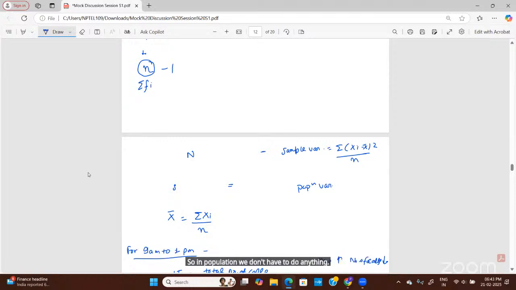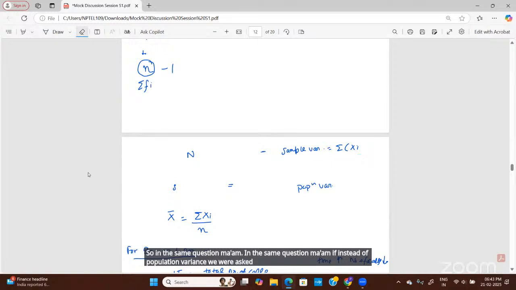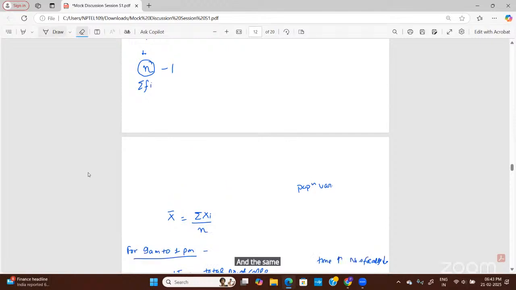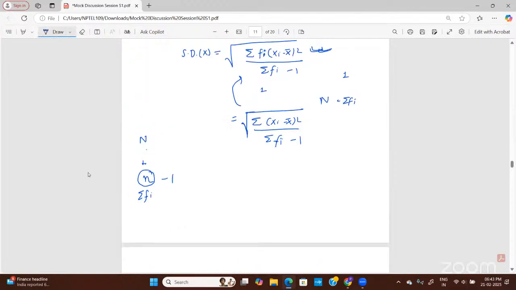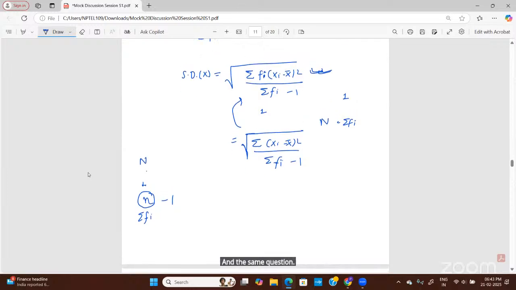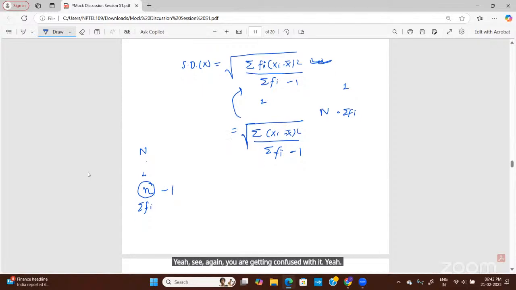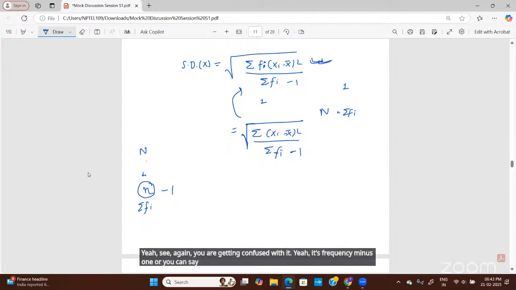In the same question, ma'am, if instead of population variance we were asked to calculate the sample variance, we needed to reduce the frequency by one, not the cases by one. Am I right? See, you are getting confused with it. It's frequency minus one, or you can say total number of observations minus one.